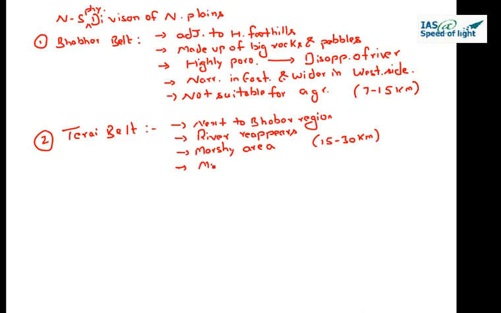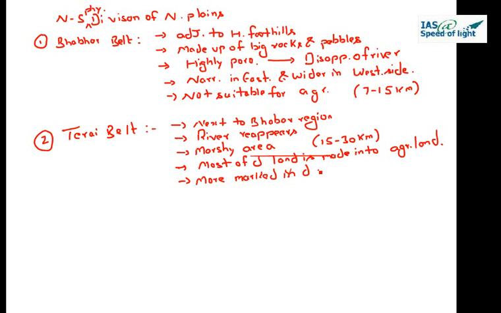Most of the land is made into agricultural land now. Agriculture land. And finally what we can write is more marked in the eastern side.